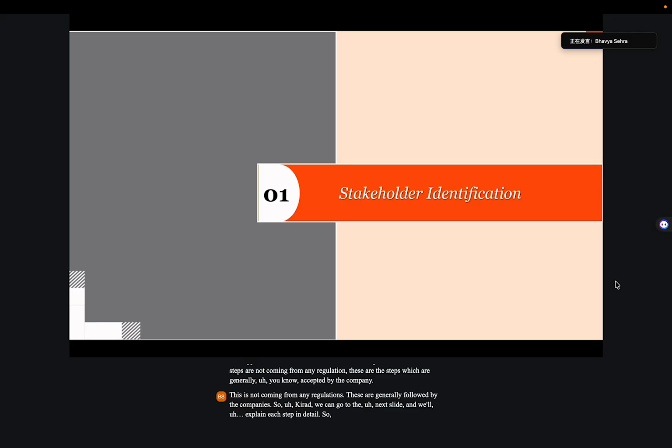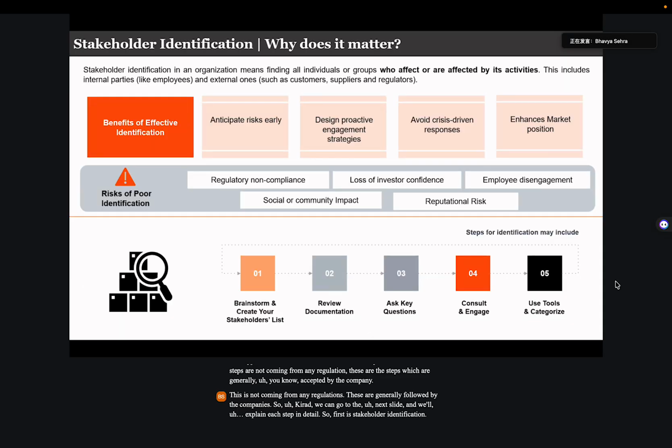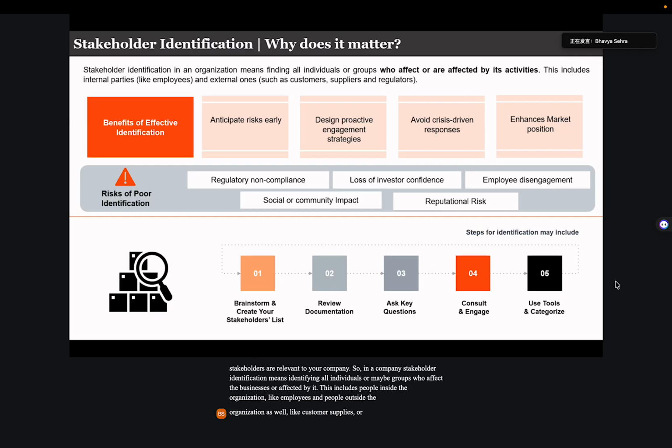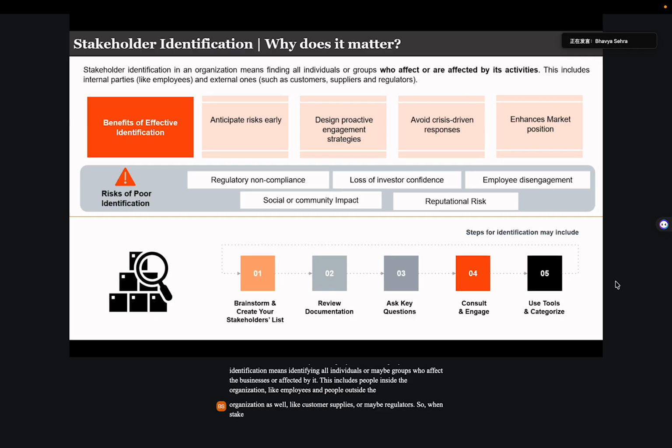So, first is stakeholder identification. Identification of stakeholders simply means determining which stakeholders are relevant to your company. So, in a company, stakeholder identification means identifying all individuals or groups who affect the business or are affected by it. This includes people inside the organization, like employees, and people outside the organization as well, like customers, suppliers, or maybe regulators.